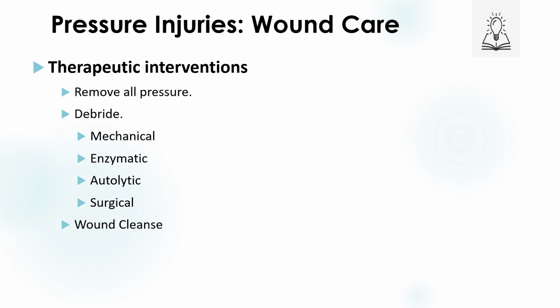There are several methods of debridement. We have mechanical debridement. This involves the use of physical force to remove the dead tissue, such as wet-to-dry dressings, wound irrigation, or hydrotherapy. Enzymatic debridement. This method uses chemical agents to break down necrotic tissue. Enzymatic debridement is particularly useful for wounds with a large amount of necrotic tissue.